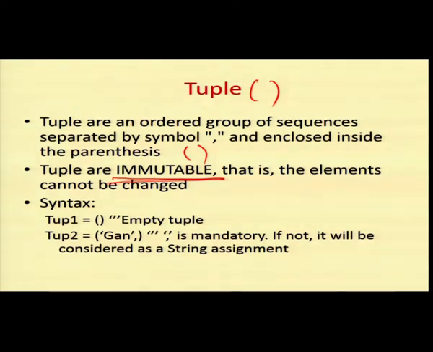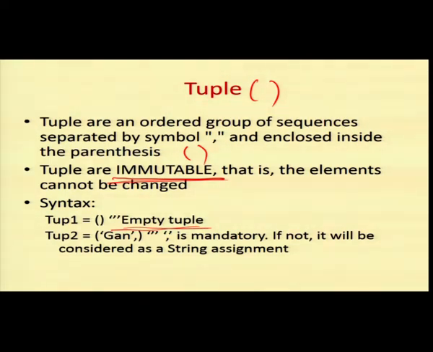So, let us see the syntax of a tuple. Tup1 is a variable name. Give a space, give equal to, give a space, open braces, close braces, which denotes an empty tuple. These are just commands I have given for understanding. Then, second example, tup2 is a variable name equal to open braces, "Gan" in quotes because it is a string data type, comma, close the braces.